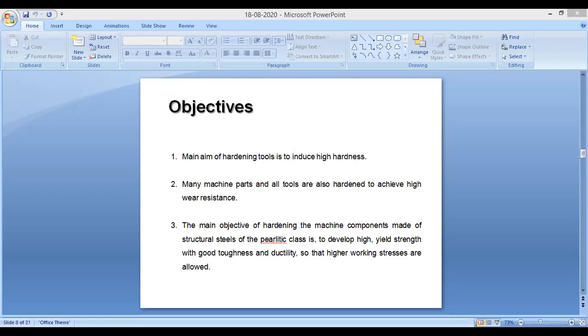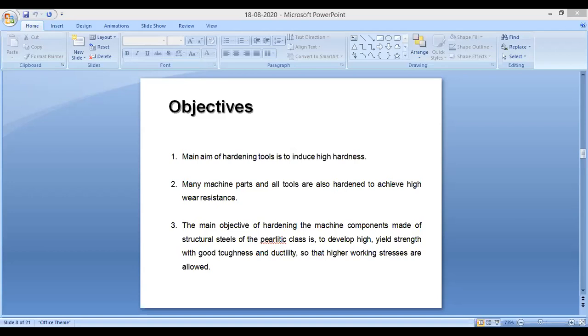Third objective is hardening the machine components made of structural steels of the pearlite class to develop high yield strength with good toughness and ductility so that higher working stresses are allowed. But higher yield strength and tensile strength with good toughness and ductility are achieved not in the hardened state but after high temperature tempering of hardened steels. That is, hardening is done of structural steels to prepare the structure for certain transformations which take place during tempering. The tempered structures have high toughness and ductility, the value of which in the hardened state is nearly zero.